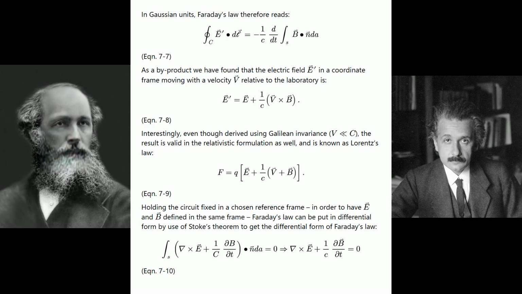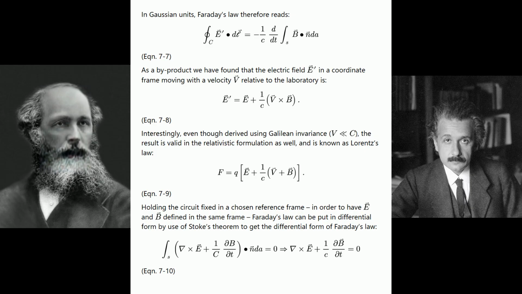In Gaussian units, Faraday's law therefore reads, equation 7-7. As a byproduct, we have found that the electric field E′ in a coordinate frame moving with a velocity v relative to the laboratory is equation 7-8. Interestingly, even though derived using Galilean invariance, v much less than c, the result is valid in the relativistic formulation as well, and is known as Lorentz's law, equation 7-9.